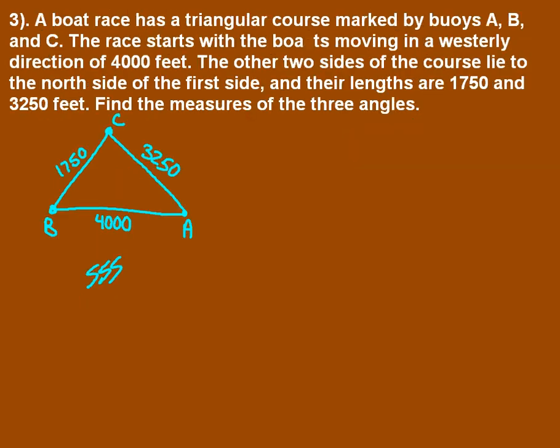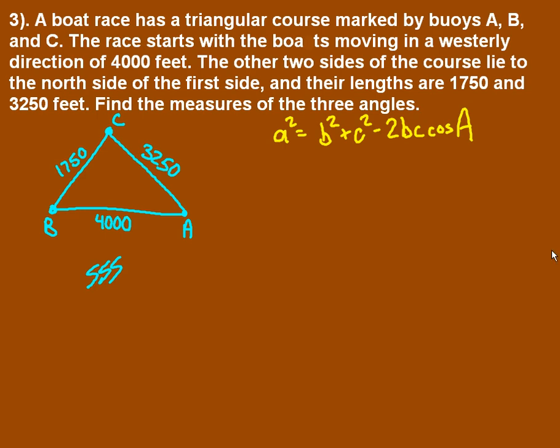Now number 3 is a different kind of problem. This is talking about a boat race. Triangular course with buoys A, B, and C, and it gives you the distance between all 3 of them. So that makes this a side, side, side triangle. So with side, side, side, we don't know where to start. We always are going to start with the smallest number, the smallest side or smallest angle. That's what's going to give us the least possibility for a mistake.